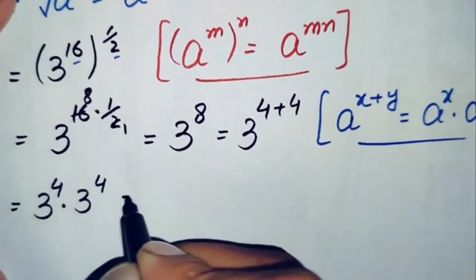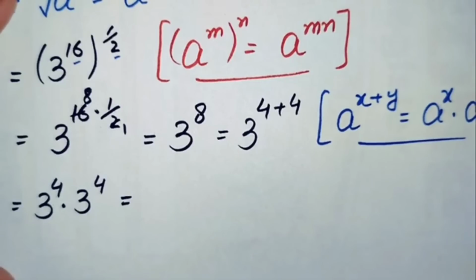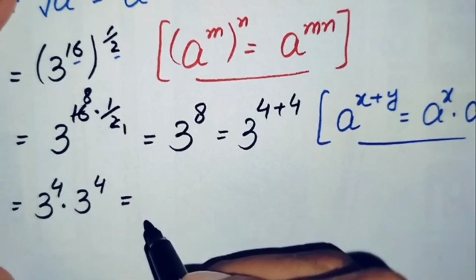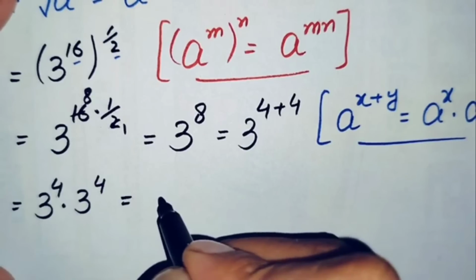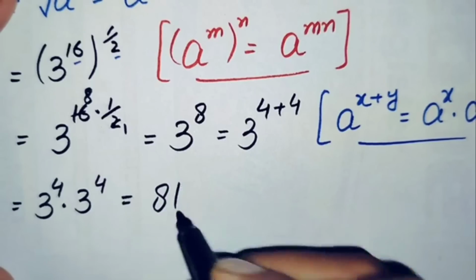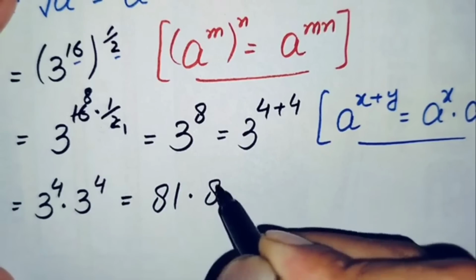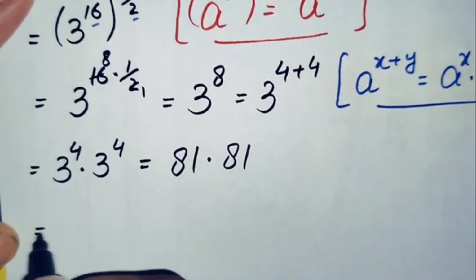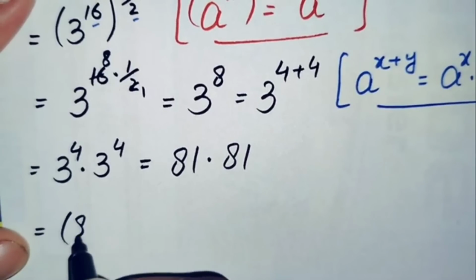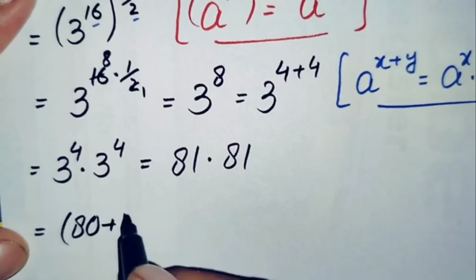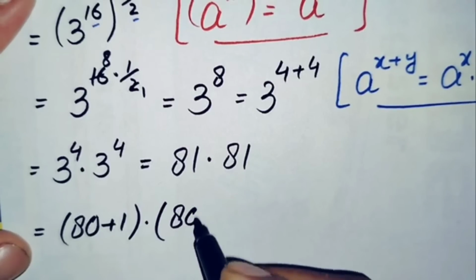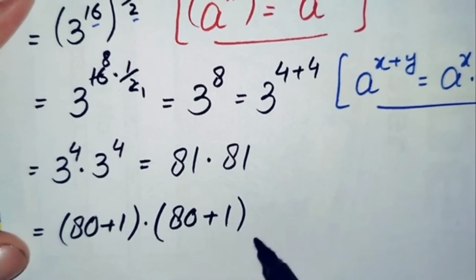Now what is the value of 3 raised to power 4? 3 raised to power 4 means we need to multiply 3 4 times. So 3 times 3 is 9, 9 times 3 is 27, and 27 times 3 is 81. So 3 raised to power 4 is 81, so we have 81 times 81. Now next we can write this 81 as 80 plus 1. And the same we will do with the other number, 80 plus 1.